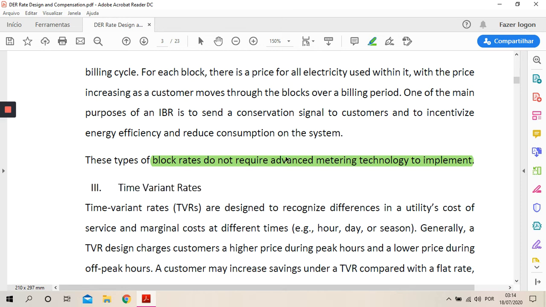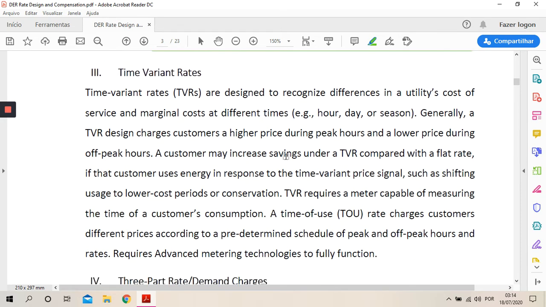Now let's see time variant rates. Time variant rates are designed to recognize differences in a utility's cost of service and marginal costs at different times: hour, day, or season. Okay, now things are getting interesting. They are designed to recognize differences in a utility's cost of service and marginal costs at different times.